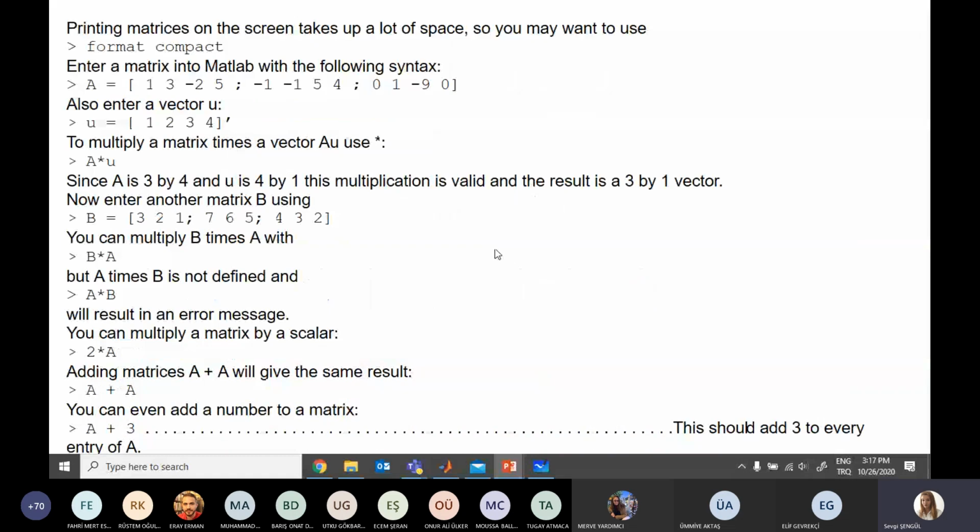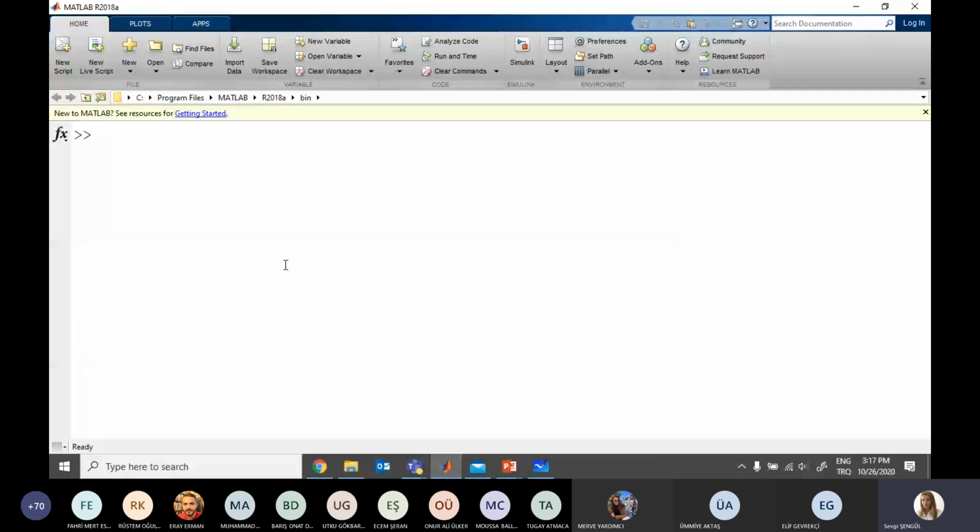And now the MATLAB part. How can we define these vectors and matrices in MATLAB? Today we will be talking about that. Let's start by defining a matrix. You should give a name to the matrix, and if you are defining a matrix, you need to use square brackets, and you need to define it row by row.